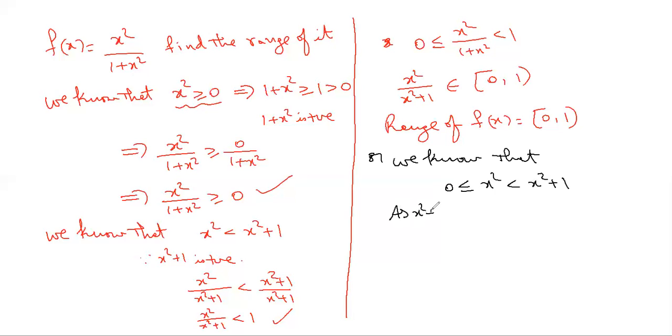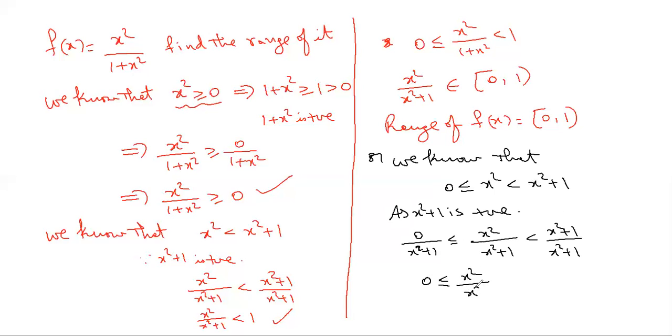As x square plus 1 is positive, 0 by x square plus 1 is less than or equal to x square by x square plus 1, which is less than x square plus 1 by x square plus 1. So 0 is less than or equal to x square by x square plus 1. Instead of doing it in two cases, in one case only you get the range.